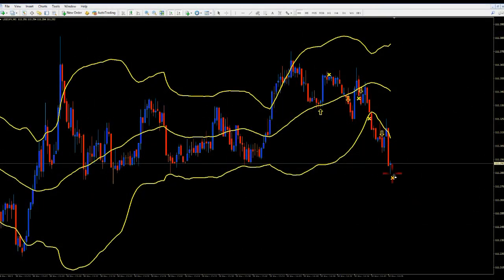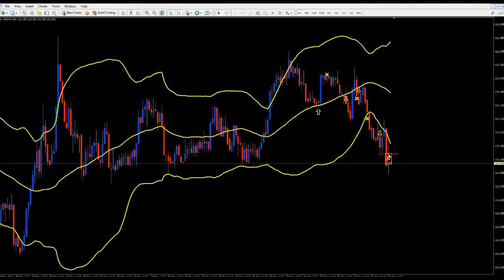Okay, and we are back. So 1, 2, 3, 4, 5, and that's the final candle there. So this one worked out. The first one was a winner, the second one lost, the third one a winner, and the fourth one was a winner as well. So that's pretty good.